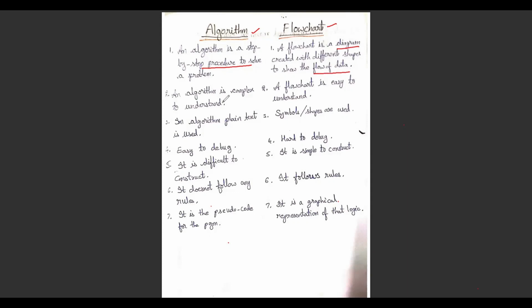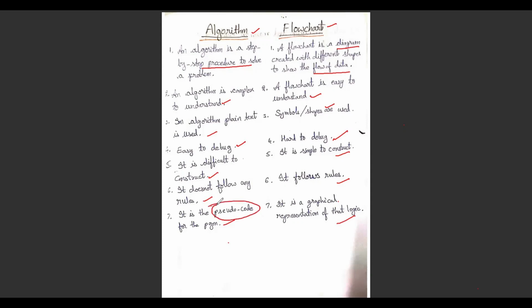An algorithm is complex to understand, but a flowchart is easy to understand because it is in terms of diagrams. In an algorithm, plain text is used, whereas in a flowchart, you use symbols and shapes. A flowchart is easy to debug, and an algorithm is hard to debug and difficult to construct. A flowchart is simple to construct. An algorithm does not follow any rules, while a flowchart follows rules. An algorithm is a pseudocode for the program. A flowchart is a graphical representation of that particular logic.